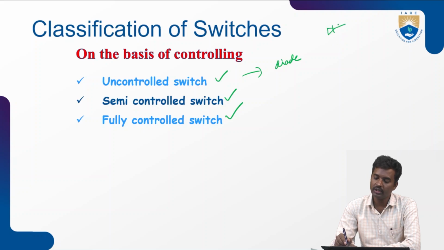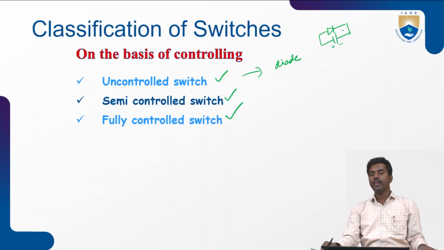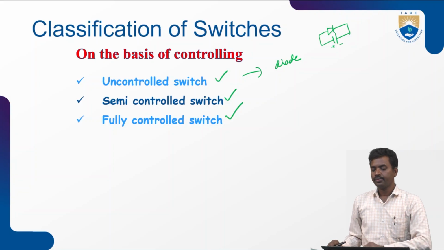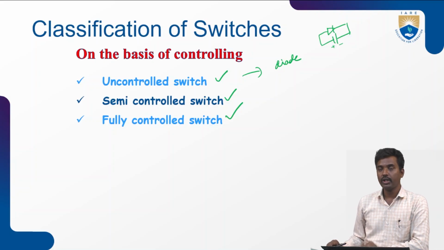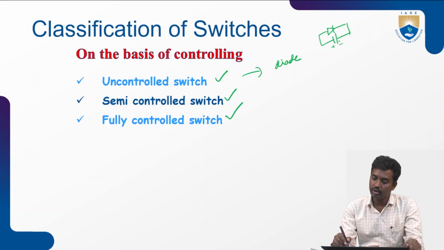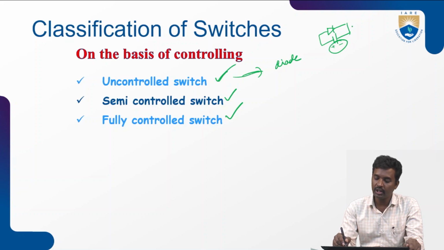In the diode case, this is the diode symbol. If you give positive supply to the P terminal and negative supply to the N terminal, that is forward bias, and it will conduct. If you reverse the terminals, it will not conduct. So turn on and turn off are not in our hand, they are based on the supply only. So it is an uncontrolled device, and the best example is a diode.